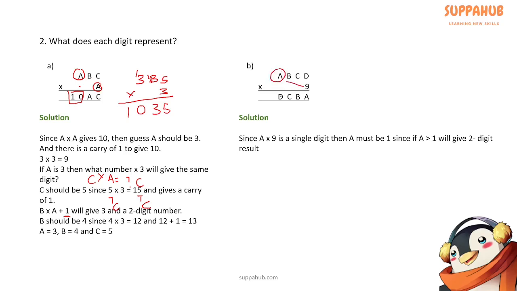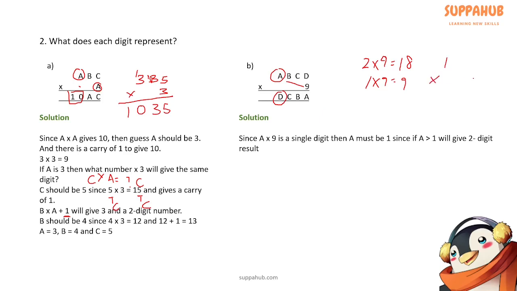A times 9 gives you 1 digit only. Then A must be what? 1. Because anything else will definitely give you a 2-digit result. Because if you can see, 2 times 9 will give you 18 already. So only 1 times 9 will give you 9. So anything else will give you 2 digits. So you know that A must be 1.